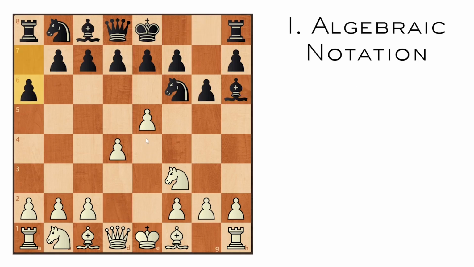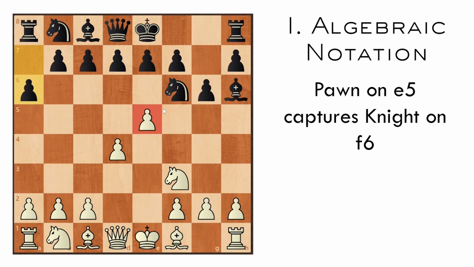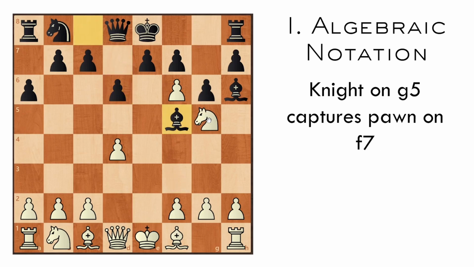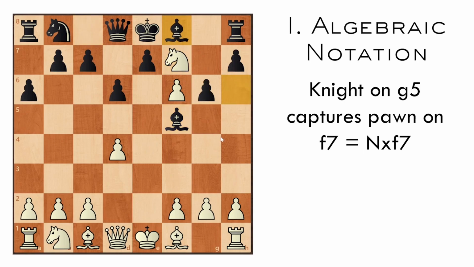Now when you capture a piece, there's going to be an X in the middle of it. So right now the pawn on e5 is going to capture the knight on f6. When it takes it, it's known as exf6. So the pawn, which was on the E file, captures f6. Now let's say the knight on g5 wants to take the pawn on f7. It's Nxf7. The knight took the pawn on f7, Nxf7.